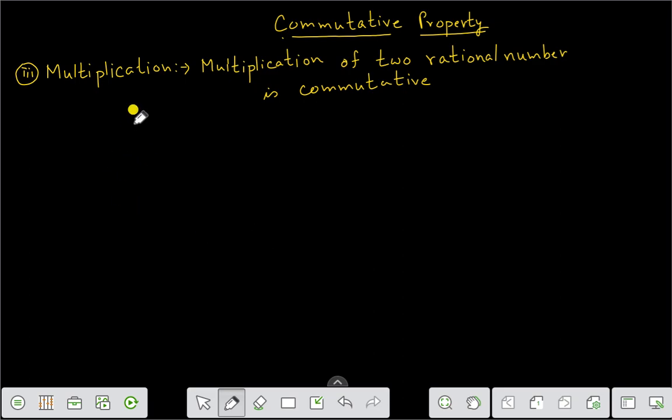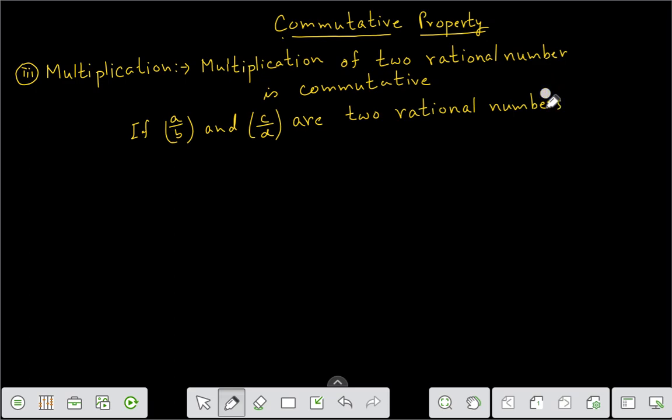That means if a by b and c by d are two rational numbers, then you can say that a by b into c by d is equal to c by d into a by b.